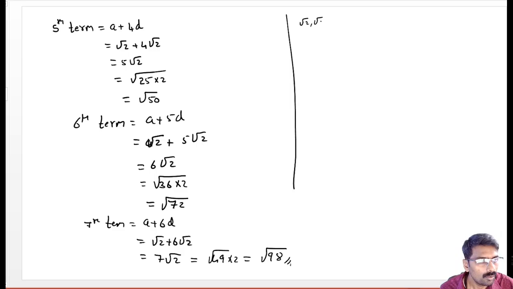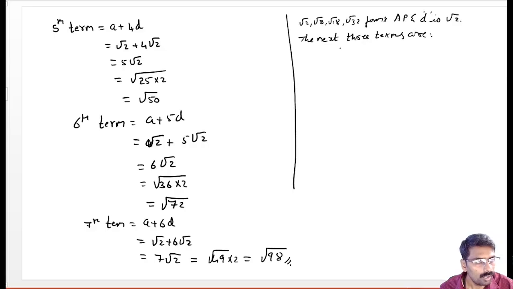Root 2 comma root 8 comma root 18 comma root 32 forms AP, and common difference d is root 2. The next three terms are root 50 comma root 72 comma root 98. This is our final answer.